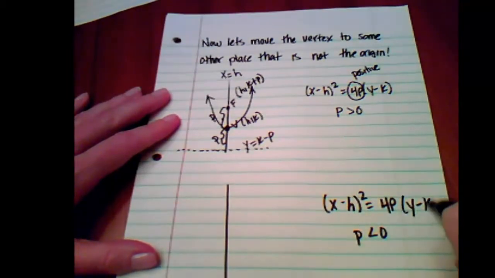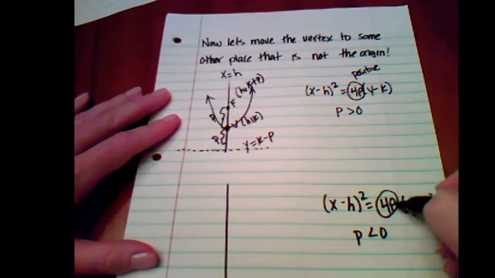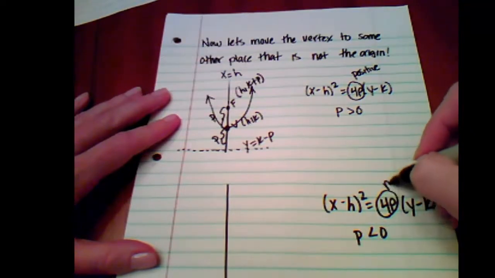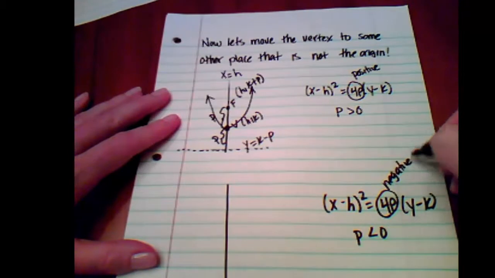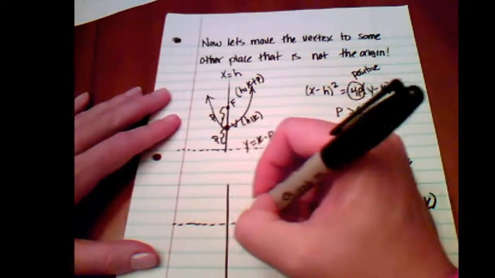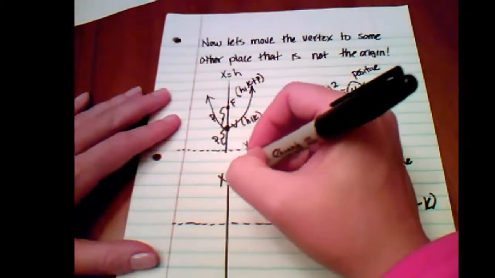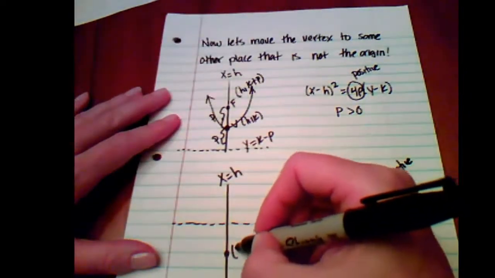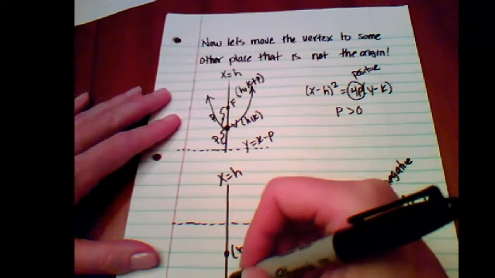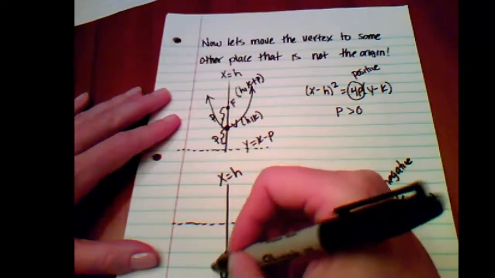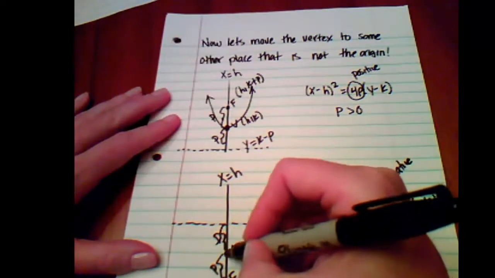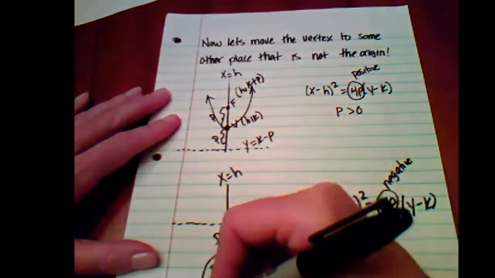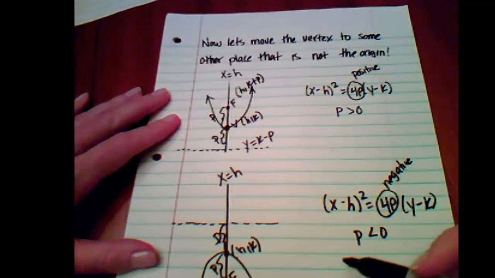What this is saying is that if p is less than 0, then that means that this is a negative value. So when I would draw my corresponding picture, I would still have a vertical axis of h. I would have some vertex (h, k). I would still have a focus where this is a distance of p to the directrix, but my parabola would be downward. So when people ask, well, why does this work?